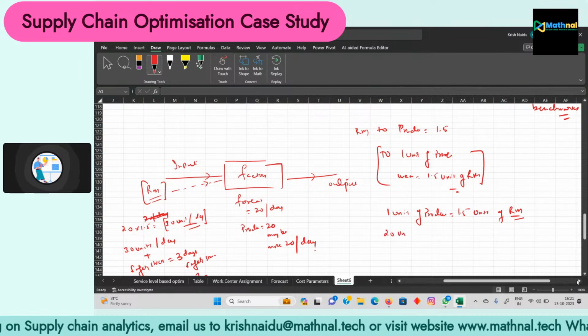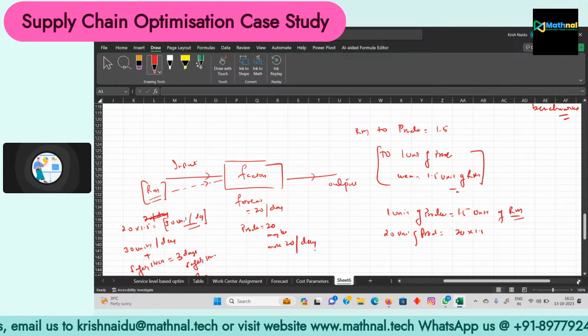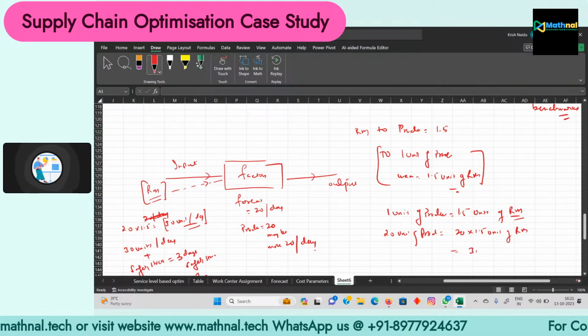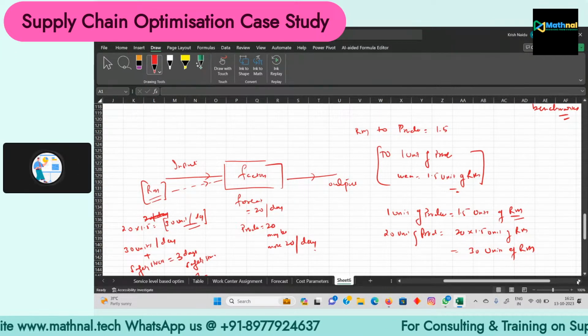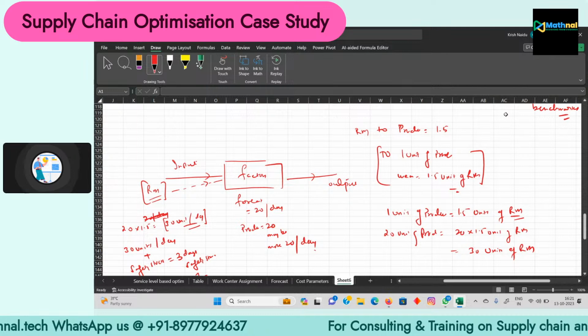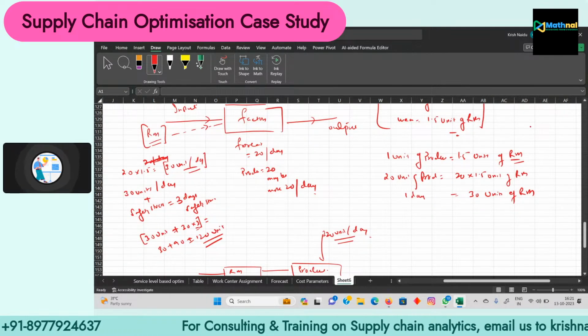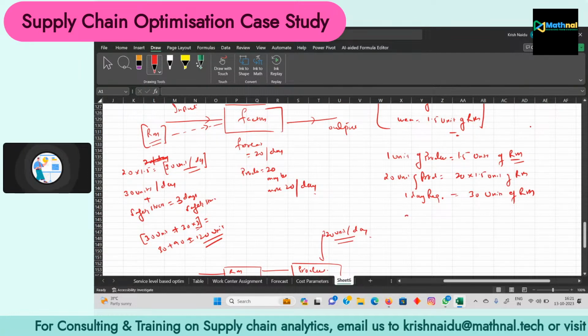So 20 units of products will require 20 into 1.5 units of raw materials, which is equal to 30 units of raw material, right? So this is the ratio, and I'm trying to keep 3 days safety stock. This is 1 day requirement. I'm trying to keep another 2 days.